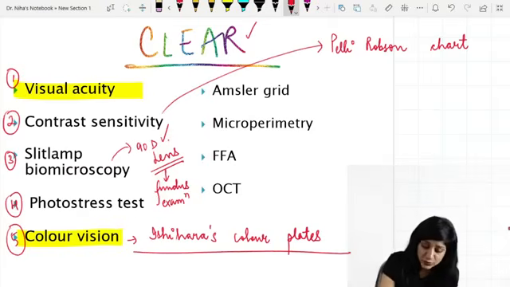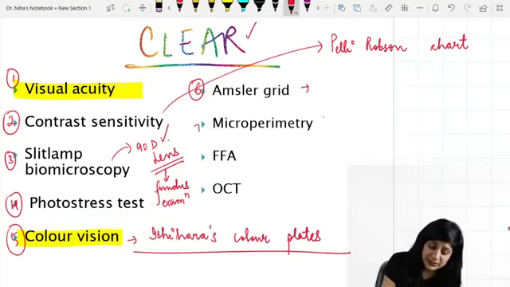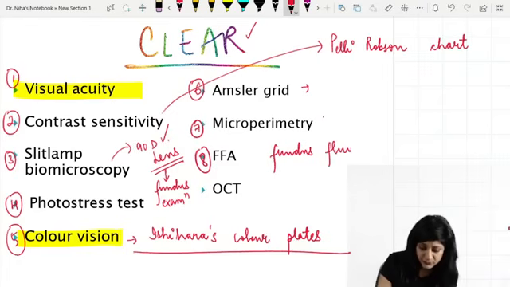I can also use the Amsler grid test. Amsler grid test has a grid of lines. We have microperimetry. Then you have this FFA. This is your fundus fluorescein angiography.